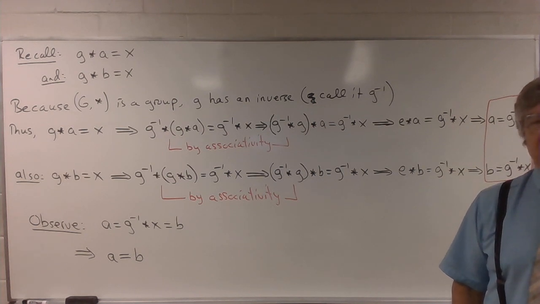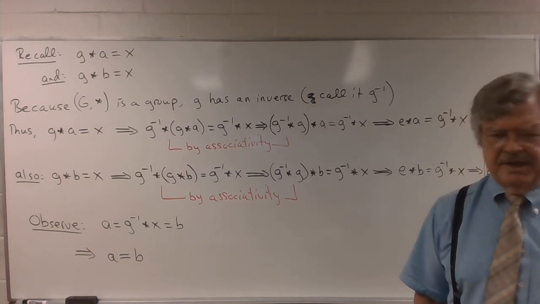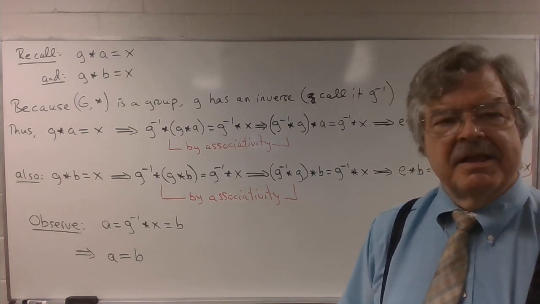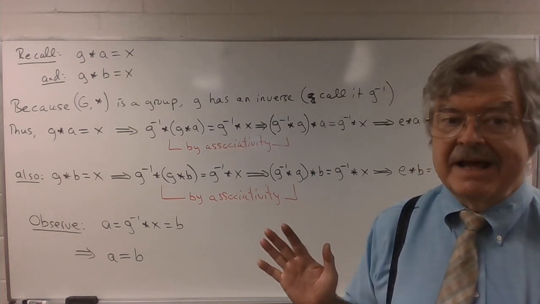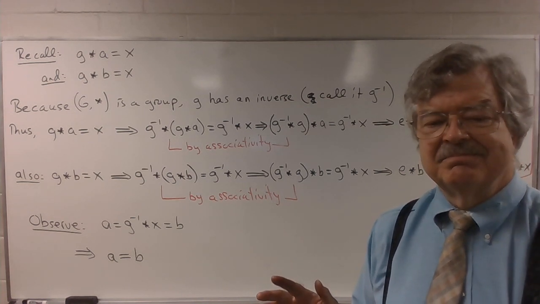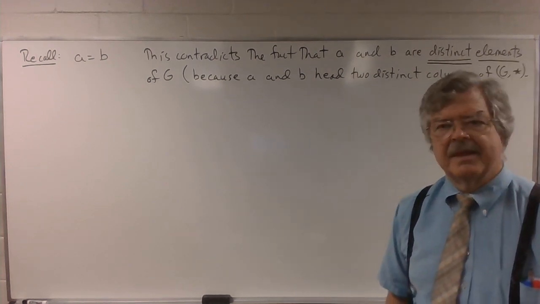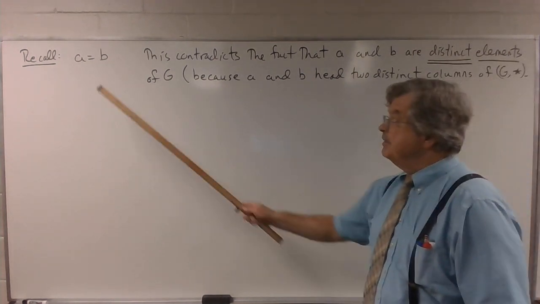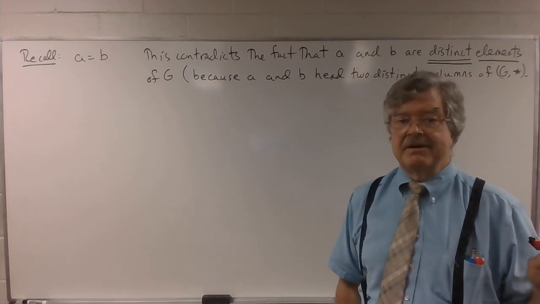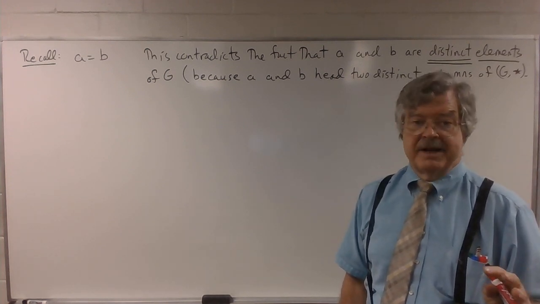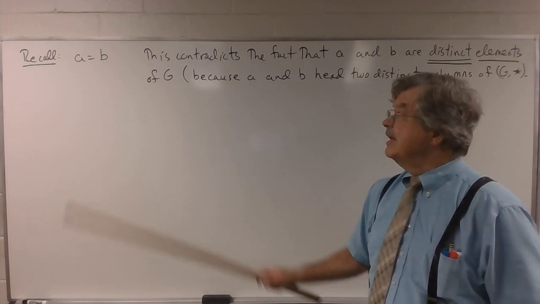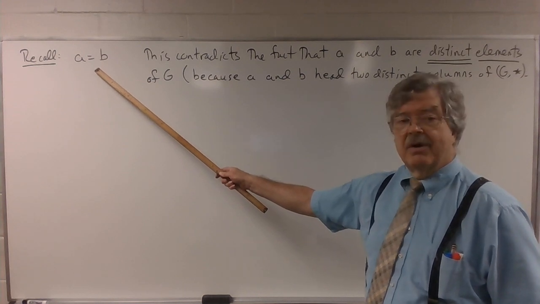So we come to the conclusion that A equals B. And is that a problem? Yes, it is, but it's a problem we're glad to have because we're doing a proof by contradiction. A equals B, that's a problem we're delighted to have because we're doing a proof by contradiction. We want something to go wrong, and this is what went wrong.